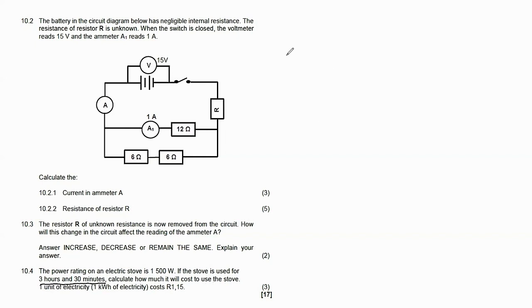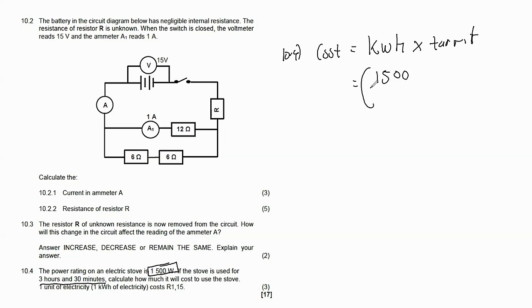Now again, the formula for the cost of electricity is: cost is equal to kWh multiplied by the tariff. And then now, the first thing that we need to make sure of is that our power is in kilowatts. So as we can see here, we are given our power in watts. So what's the first thing that we do? Say 1,500, divide that by 1,000, right?